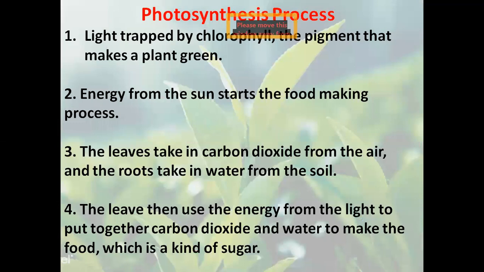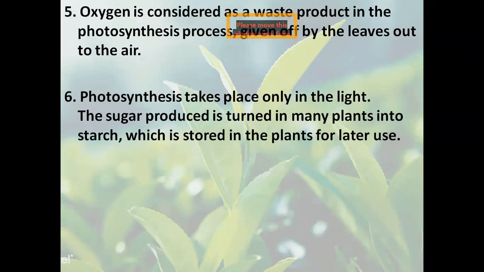As we said, photosynthesis occurs with the help of light. Light will be trapped by the chlorophyll, which is the pigment that makes the plant green. Energy from the sun starts the food-making process. The leaves take in carbon dioxide from the air, and the roots take in water. Carbon dioxide and water are mixed together with the help of sunlight to make sugar. Also, oxygen is considered a waste product in photosynthesis.